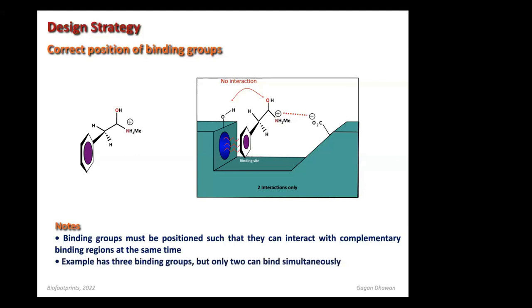Oh, great. So this example has three binding groups, but only two can bind simultaneously in this case. Is it fine?